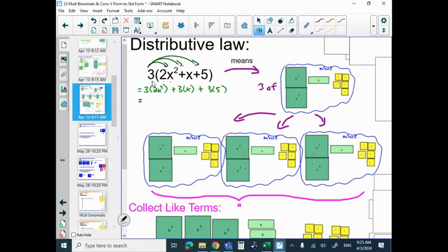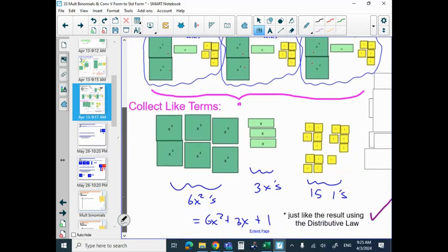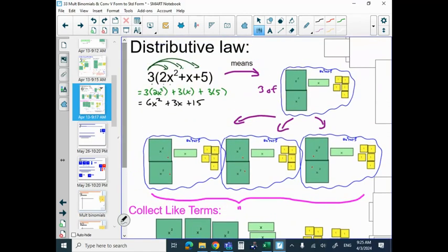So 3 times 2x squared, you can tell 3 times 2 is 6. So we get 6x squareds, just like in the pictures. 3 times the x gives us 3x, and 3 times 5 gives us 15. Boom, done, right? The algebra works out and matches and so on. The picture matches the algebra, okay? So the distributive law right here is a nice, powerful mathematical process of getting the answer that makes sense, right? Answer that matches reality of how many x squareds and x's and ones you'd have.